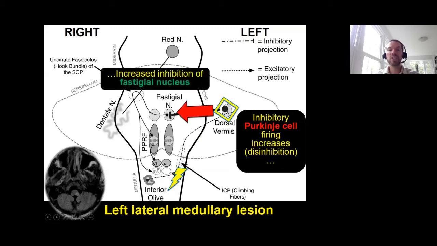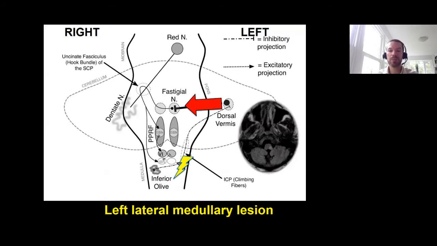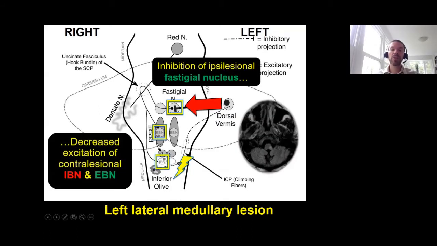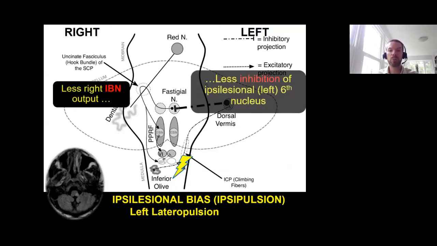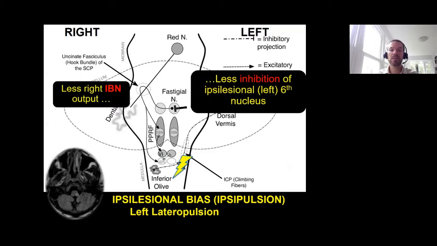If you have increased inhibition of the vestibular nucleus, then you're going to decrease excitation to the contralateral, the contralesional EBN, IBN pair. This is going to be responsible for this ipsipulsion, this left lateral pulsion, or hypermetric saccades to the left and hypometric saccades to the right. So if you have less right IBN output, you're going to have less inhibition on the left side of the left 6 nucleus. The left 6 nucleus is going to move the eyes to the left.